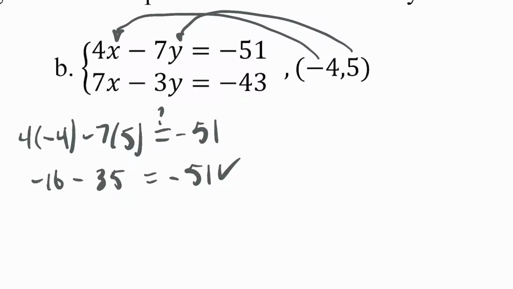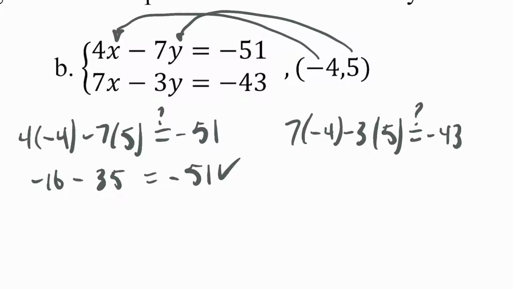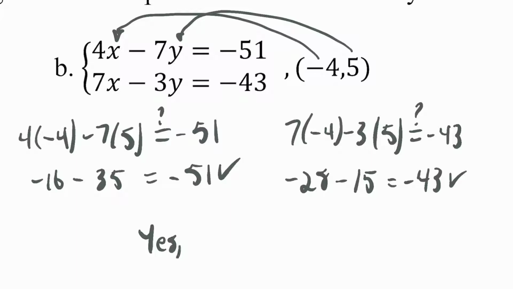So the first equation is solved. So let's plug into the other equation. So 7 times negative 4 minus 3 times 5. Is this negative 43? Okay. Well, negative 28 minus 15. Little mental math. Yeah, that's negative 43. Sure. So this checks out. So yes, this is a solution.